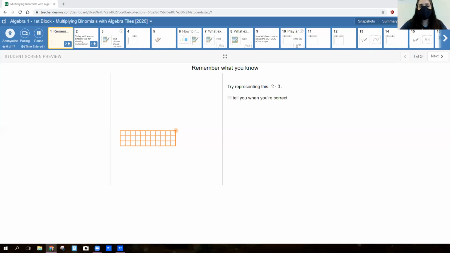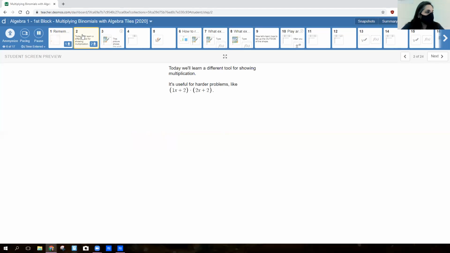All right, cool. All right, so now on slide 2, this is just telling you what we're getting ready to do. We're going to learn how to use these algebra tiles to show multiplication. So we can go ahead and move to slide 3.